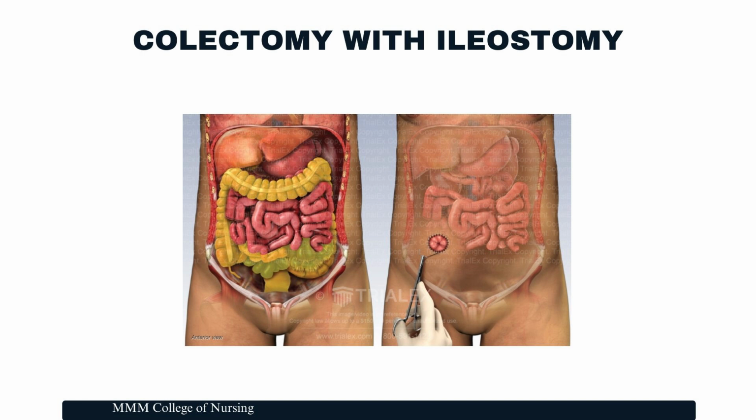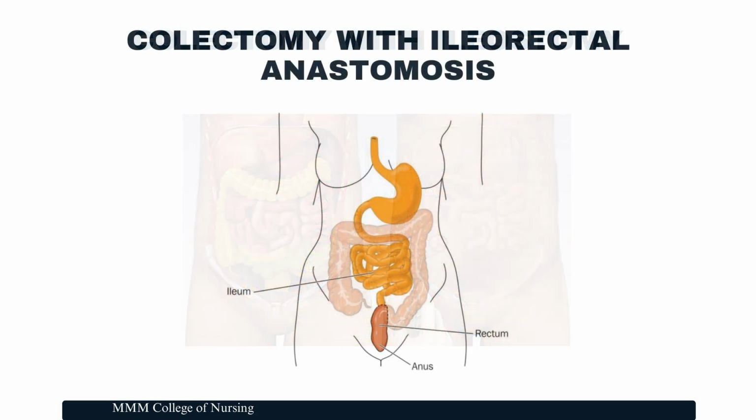So this is about the colectomy with ileostomy. The large intestine, that is the colon, is removed and it is connected with the ileum, that is a part of the small intestine. And the next one is a colectomy with ileorectal anastomosis. Here also the large intestine, the colon, is removed and it is anastomosed with the ileum and rectum. So this is about the surgical management of Crohn's disease.